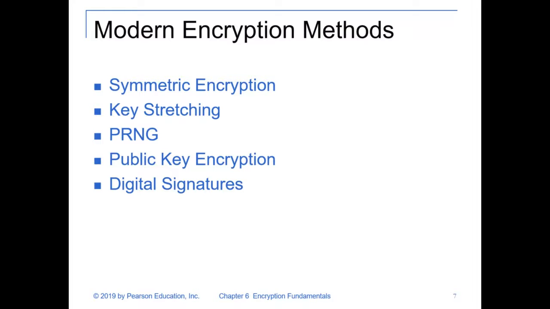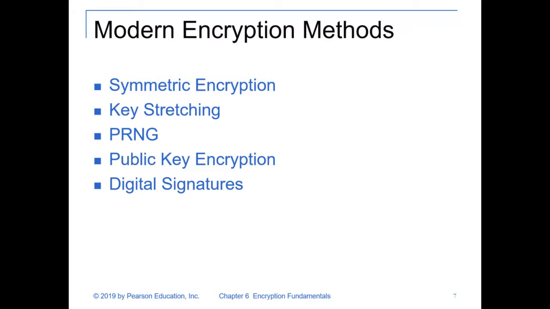With key stretching, this is where you may need to lengthen the key to make it stronger. The key is then put through an algorithm that's going to stretch it, or make it longer, to increase the security of the key. Pseudo-random number generators are used to generate the keys for your symmetric ciphers.